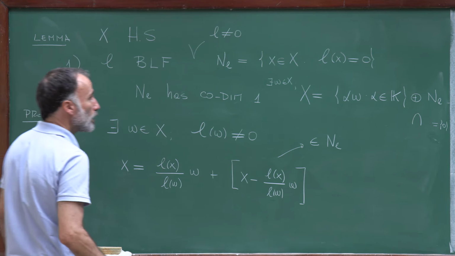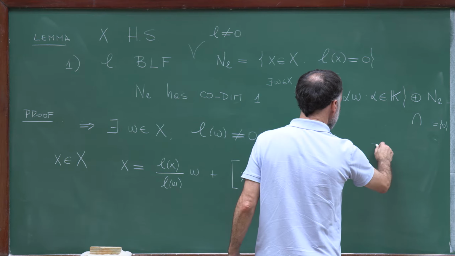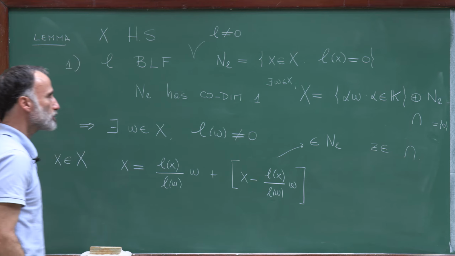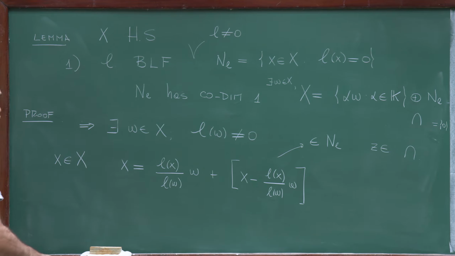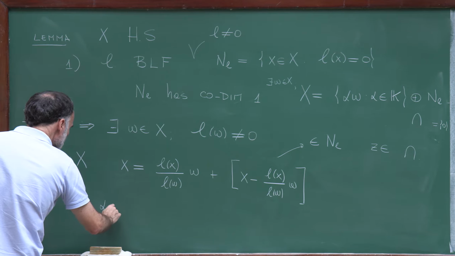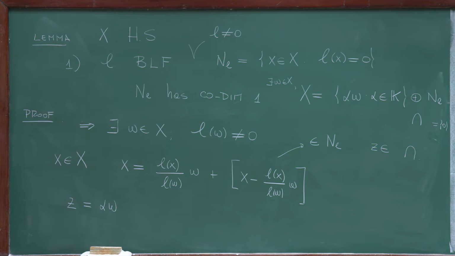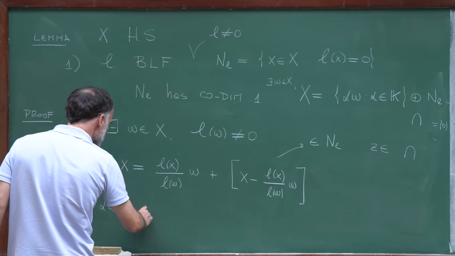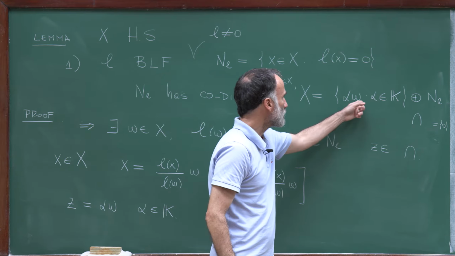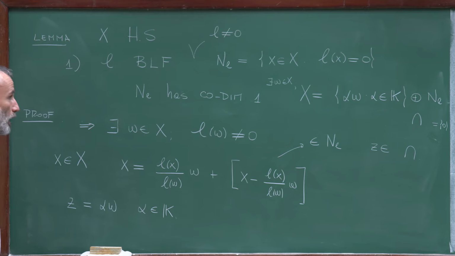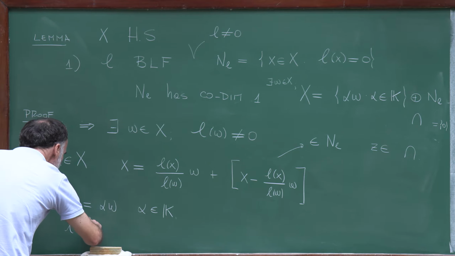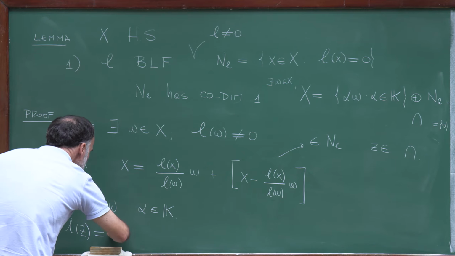So let's take an element Z in this intersection, and let's show that Z has to be equal to 0. On one hand, Z is equal to alpha W for some alpha in K, because Z is an element of this space. On the other hand, I know that Z is an element of the null space, so L of Z is equal to 0.